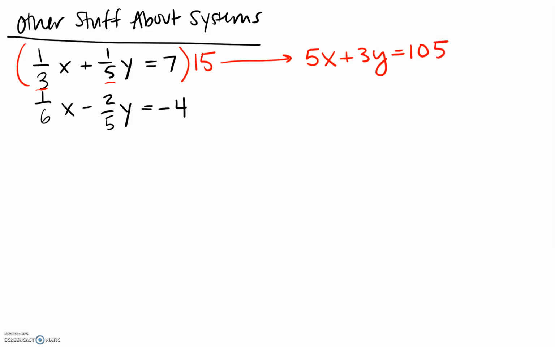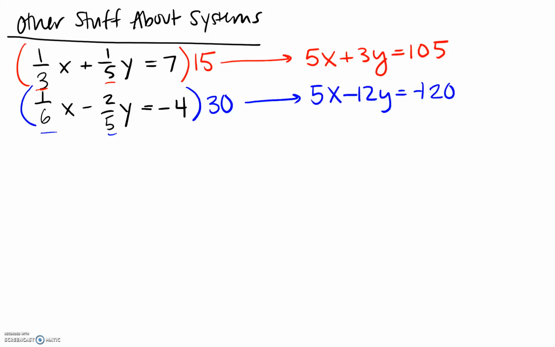And then we can do the same thing with the bottom equation, get rid of its fractions. With 6 and 5, the common denominator would be 30. We multiply that out, and we are going to get 5x, what is that? Brain is not working, minus 12y is equal to negative 120. I tried to not multiply the non-fraction part, which is a very common mistake that students make. So at this point, we now have two pretty systems.